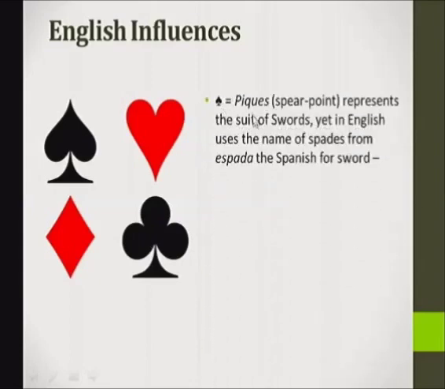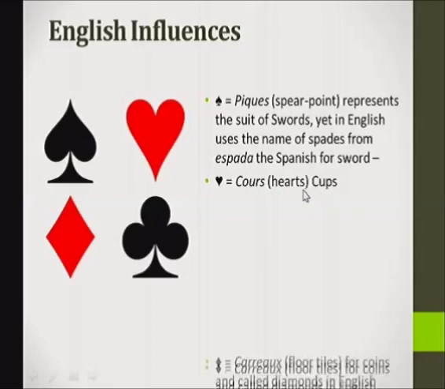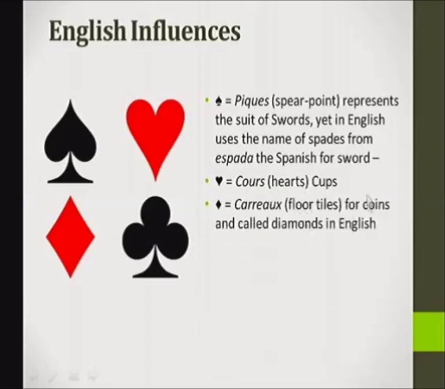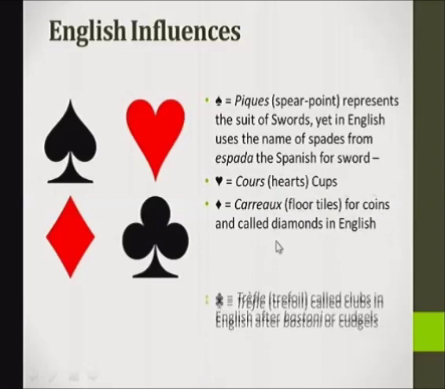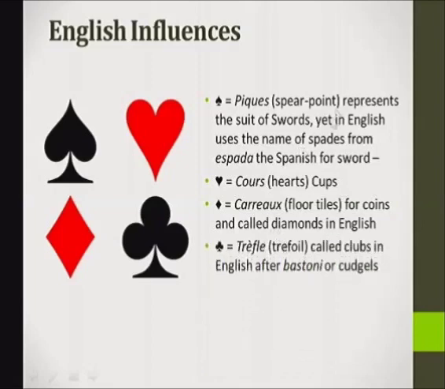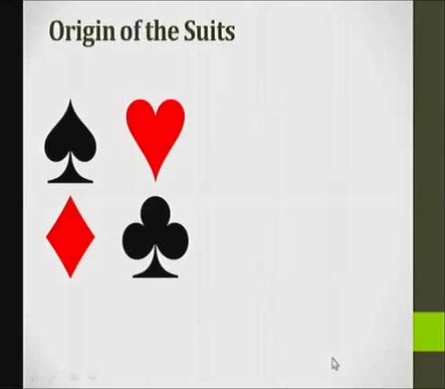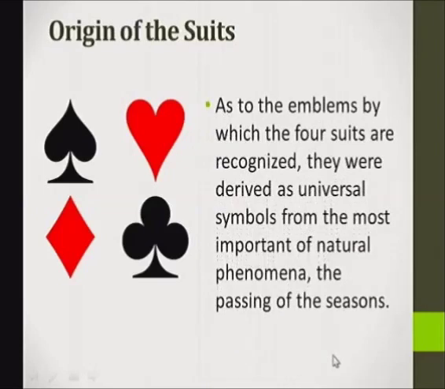Well, the French called these piques, spear points, which represented espadas, swords. Cœur, heart, was the symbol for cups. Carreau, floor tiles, for coins. They weren't really diamonds. And the trèfle, or trefoil, is called clubs in English, after bastoni, or cudgels, or clubs.